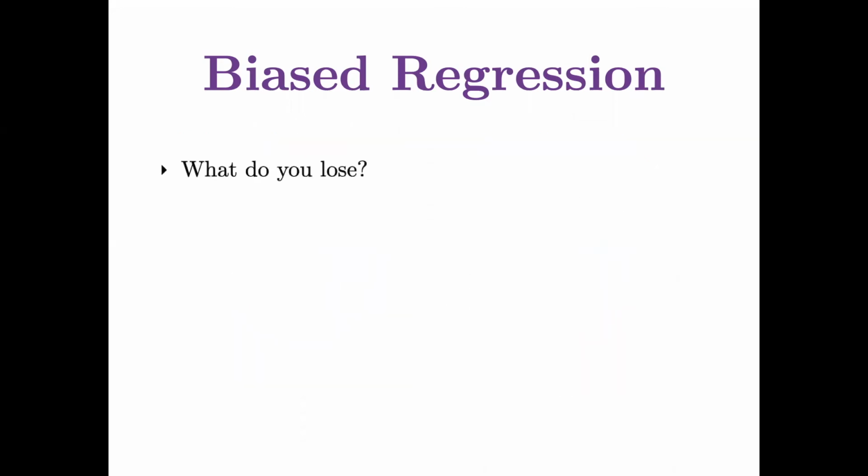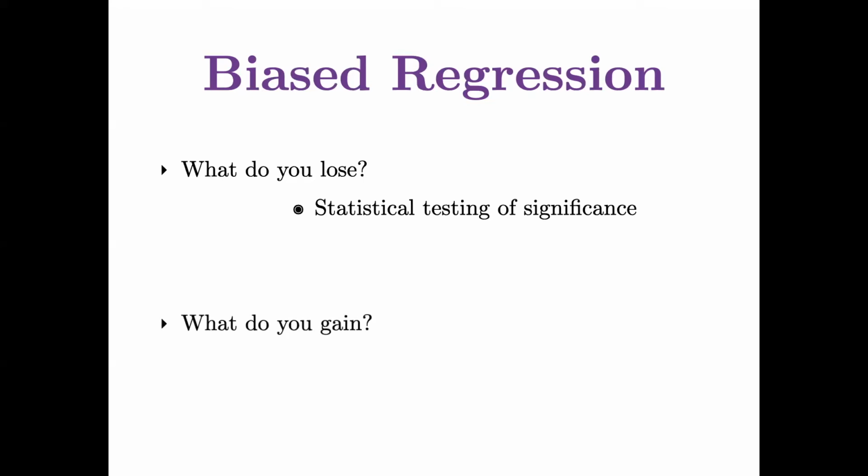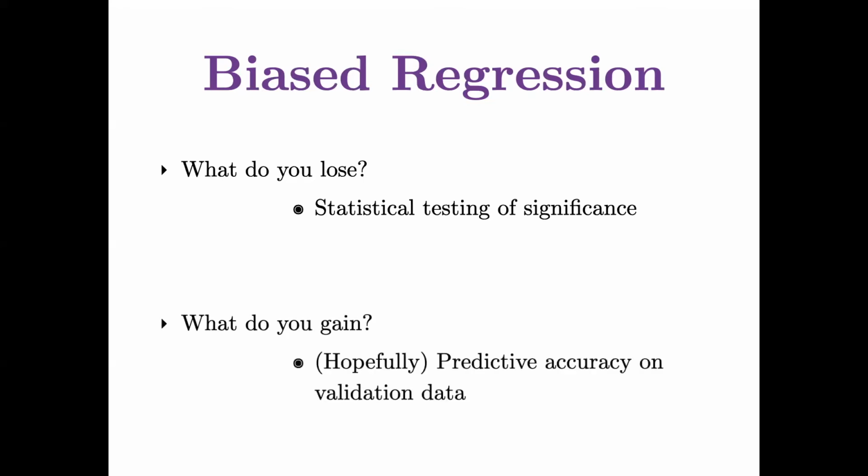Now, what do you lose when you do this? Well, you lose all of that statistical testing of significance. Remember, the idea of hypothesis testing comes from a null distribution, and you need to be able to describe that null distribution. We'll no longer be able to do that in a biased technique. And what do you gain? Well, hopefully you'll gain some predictive accuracy on validation data.